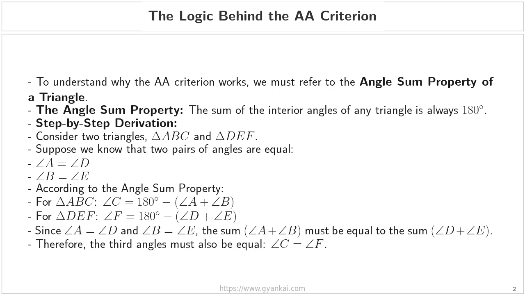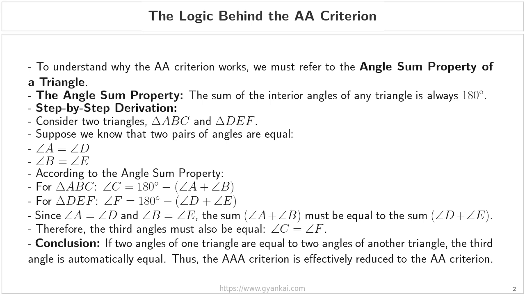Here is the key logical step. Since we already established that angle A equals angle D, and angle B equals angle E, then the sum of angle A and angle B must be exactly the same as the sum of angle D and angle E, because we are subtracting the same value from 180 degrees in both cases. The remaining third angles must also be equal. That is, angle C must equal angle F.